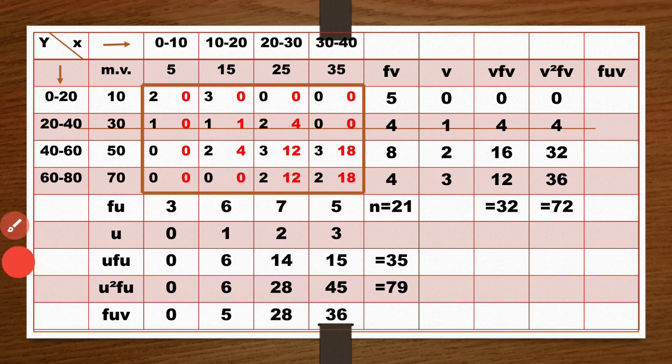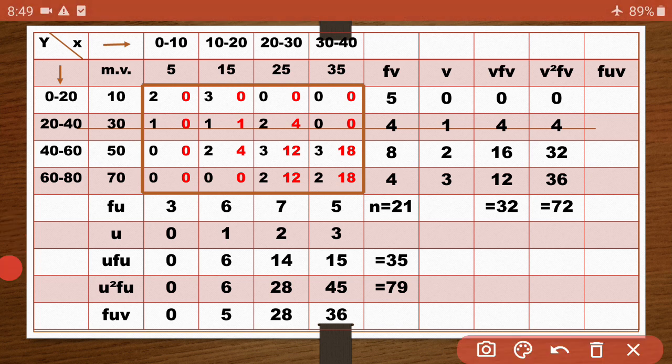Then after the fourth column, in the fourth column 0 into 0, so 0, then 0 into 1, 0, then 3 multiply 2, so 6, multiply 3, 18.